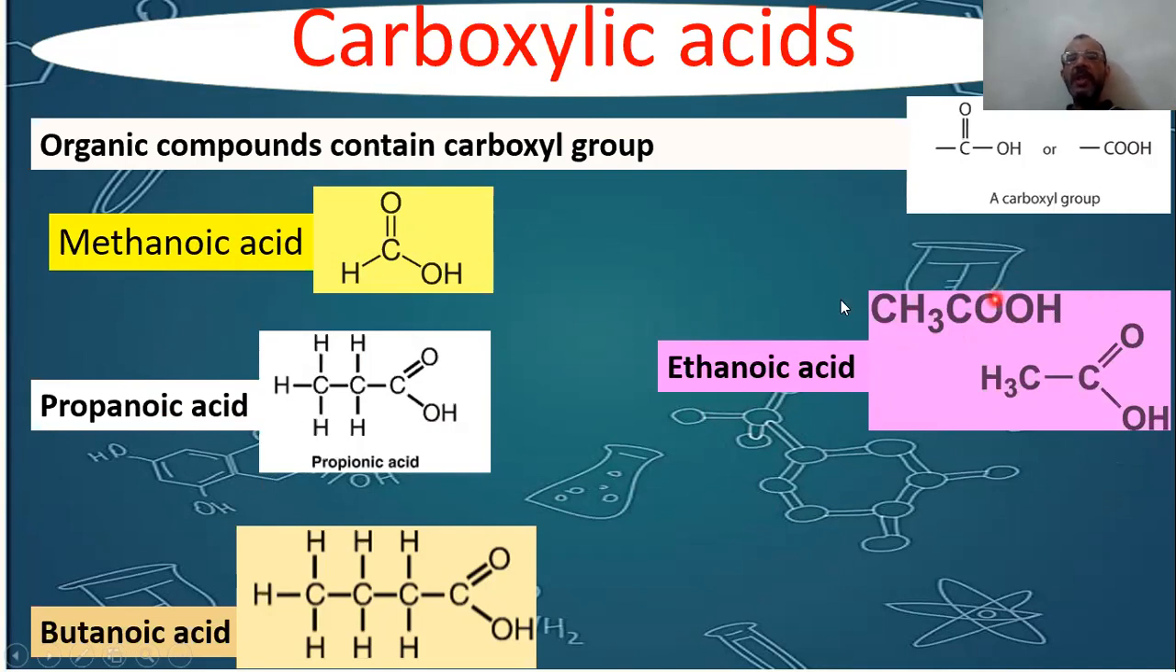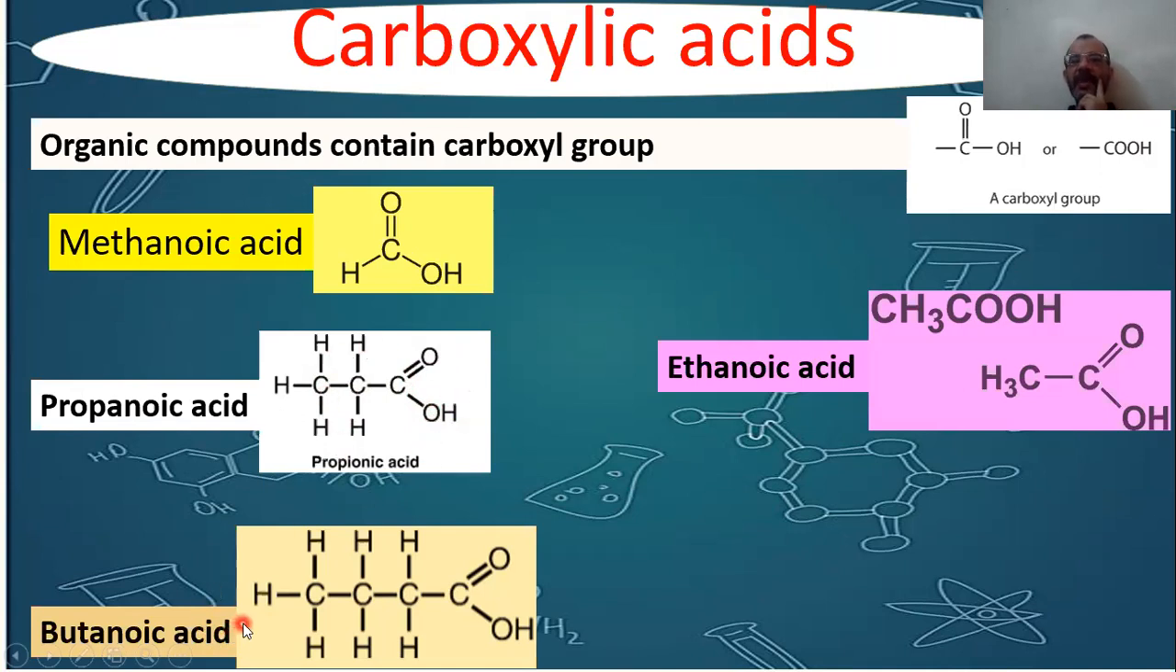CH3COOH. Third member, prop. We said that meth means 1, eth means 2, prop means 3. So this one is prop. How can you know prop? 1, 2, 3. How can you know this one is an acid? 2 oxygen atoms. One of them is what? Double bond. Another one is what? Oxygen joined to H. So this one is propanoic.